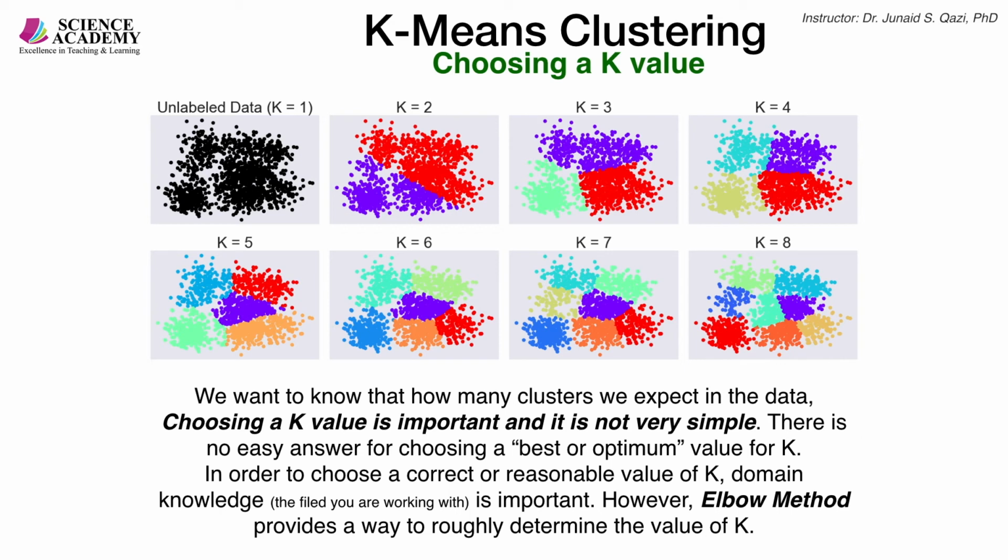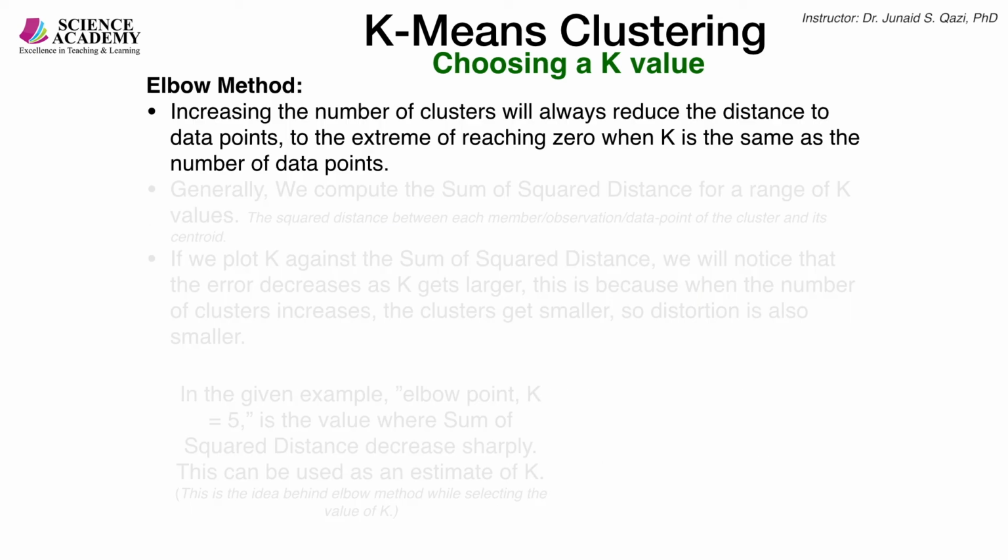So what is the method? Is there any optimum value for k? There is no easy answer for choosing the best or optimum value for k. In order to choose a correct or reasonable value of k, domain knowledge is important. However, the elbow method provides a way to roughly determine the value of k. Let's explore how this elbow method helps us to find the optimum value for k.